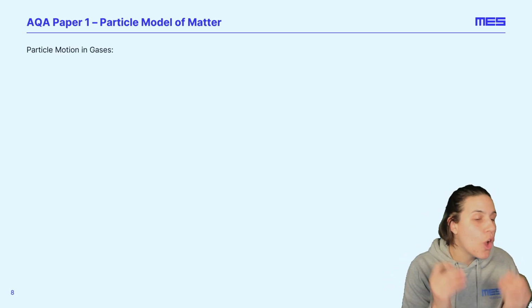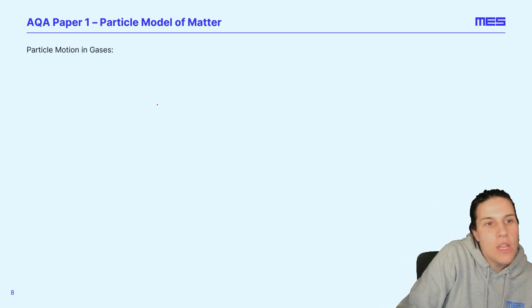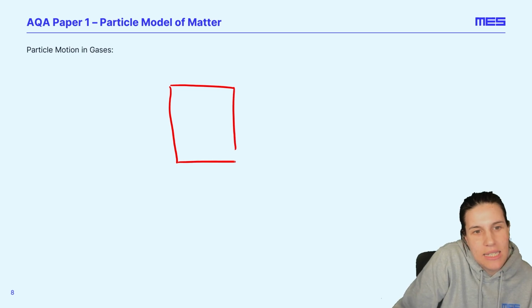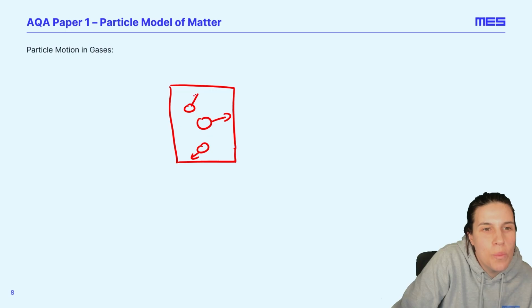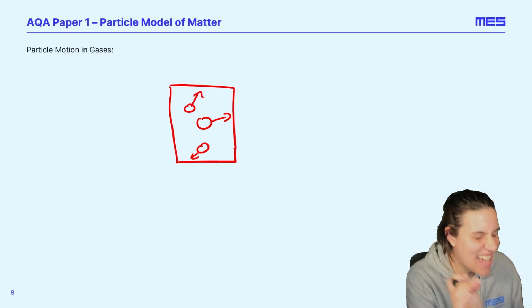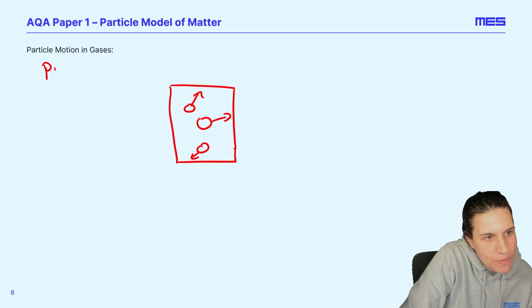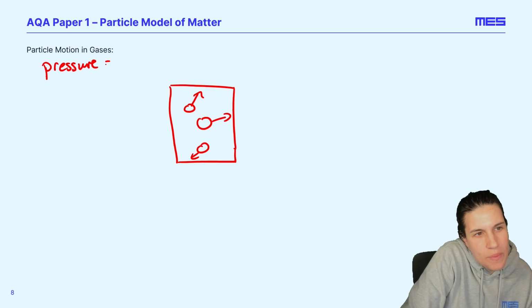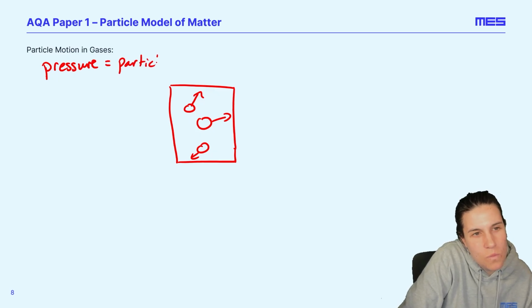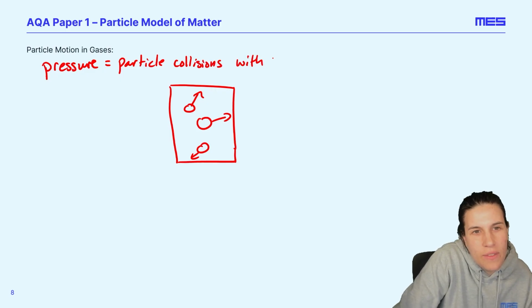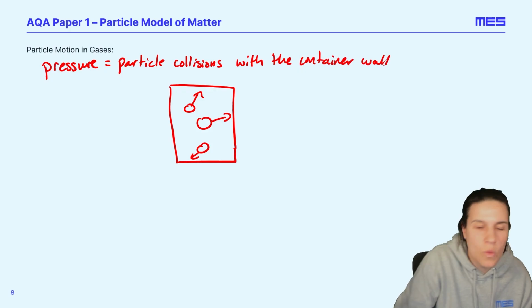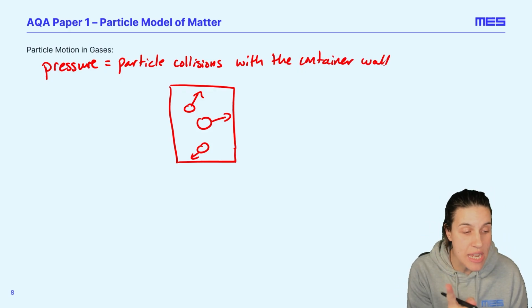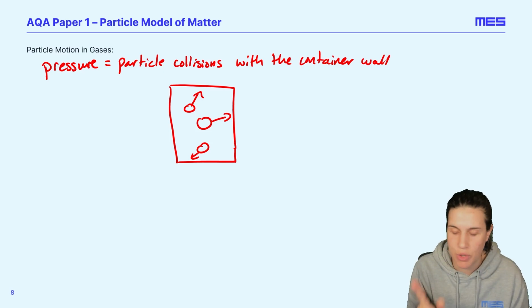But in a gas, we've got particles moving completely randomly. So if they're in a container like this, they're going to be moving randomly, and they're going to collide with the container wall. And that causes a gas pressure. So the pressure comes from particle collisions with the container wall.